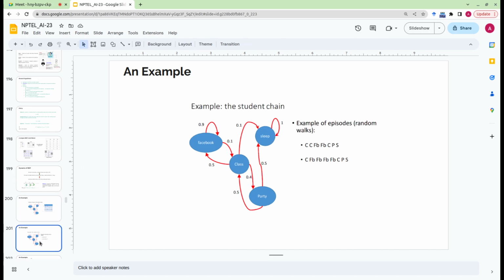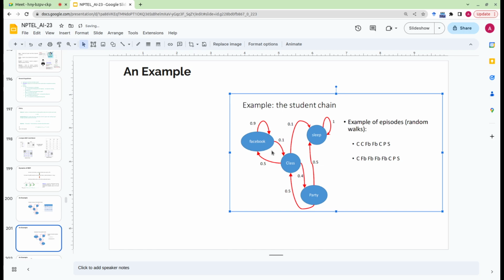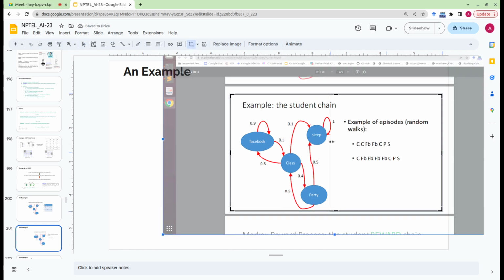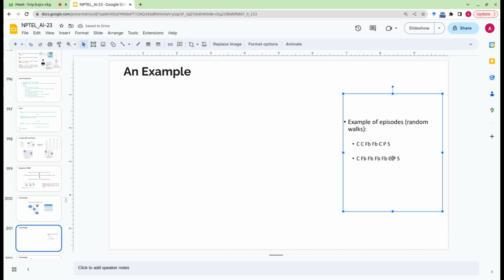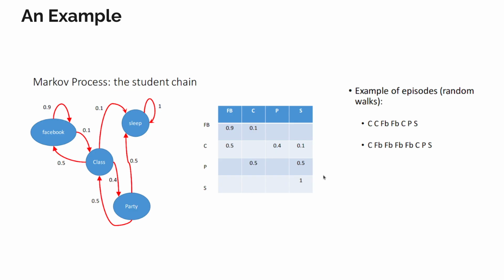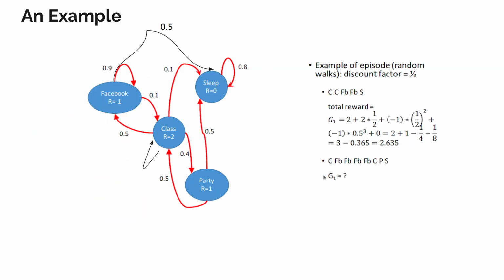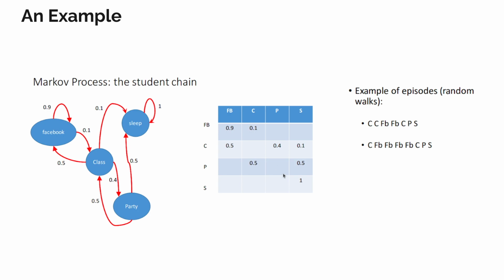So let me put it here so that you people can do it. Please try to calculate it. You also need the gamma factor. Assume some value: gamma is 1 by 2, gamma is 0.5. Now calculate what reward you are going to get for this sequence, and for this sequence.